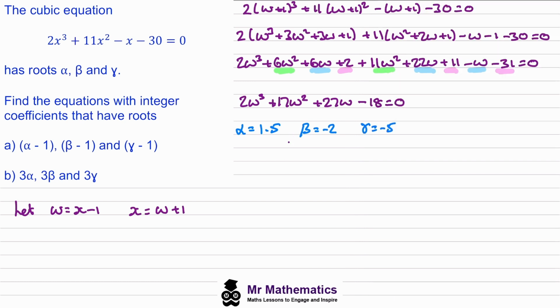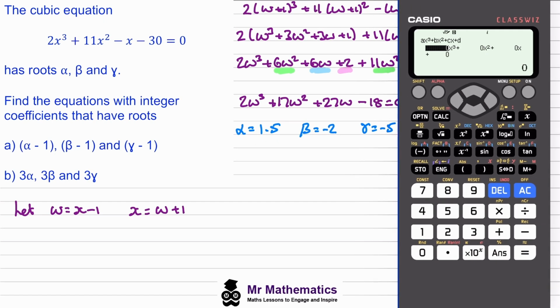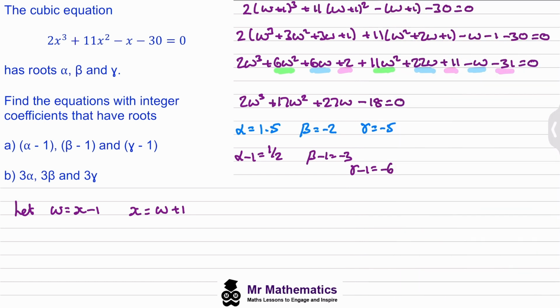And then we can compare these roots to the roots of our transformed equation. So we'll enter in these coefficients. We've got 2, 17, 27, and negative 18. So you can see we've got roots of alpha minus 1 is 1/2, which is 1.5 take away 1. Beta minus 1, negative 3. And for gamma minus 1, negative 6. Okay? So this is just to show you that by creating a transformed equation using these roots, which is this, we do get the roots that we were expecting.